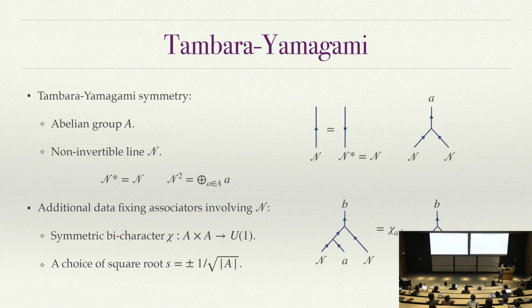Okay. So here's an example of that, just to give an example. You take a Tambara-Yamagami symmetry, specified by the abelian group A, and then there's just one non-invertible line, which has some fusion rules like this. And then there's some additional data fixing the associators involving the non-invertible line.